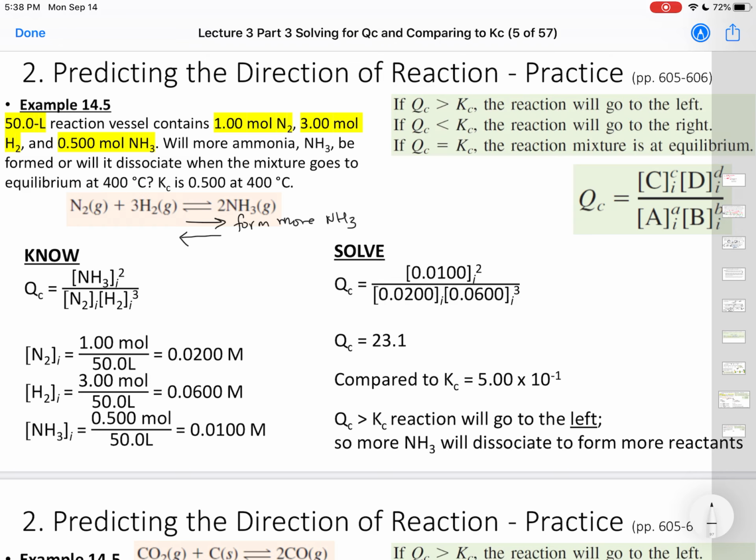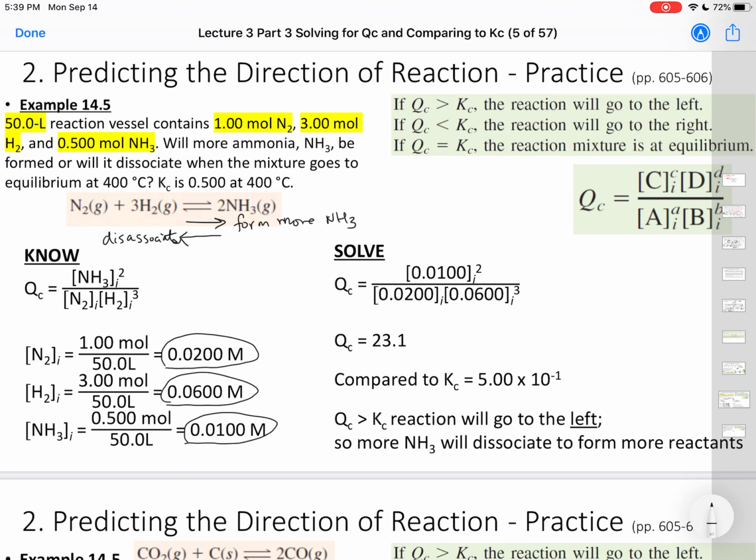Or is it going to shift towards the left? The ammonia is going to dissociate and form more N2 and H2. Okay, so let's plug in what we know. We know that we have 1 mole in a 50-liter flask, so the molarity, or the moles per liter, is 1 divided by 50, which gives me 0.02. 3 moles of H2 divided by 50 gives me 0.06. And 5 moles of NH3 divided by 50 gives me 0.01.